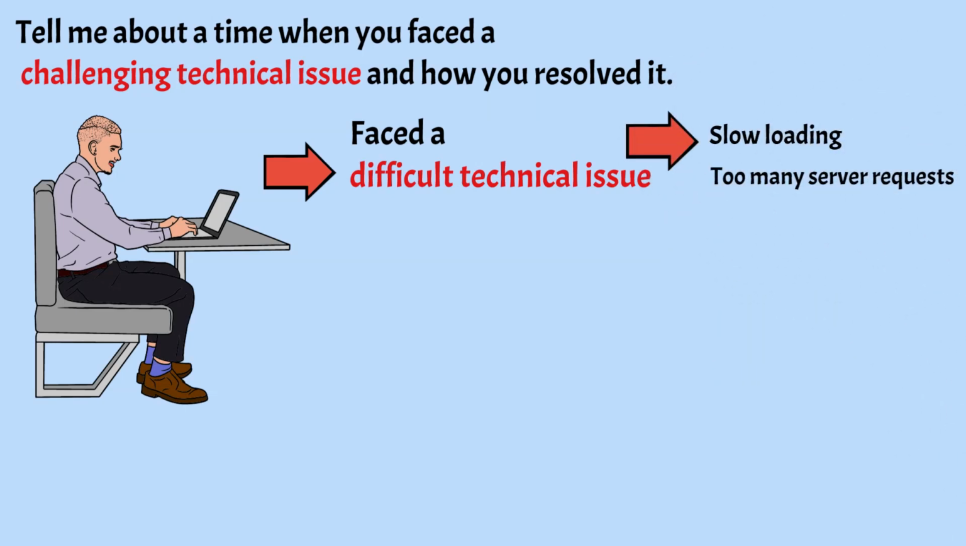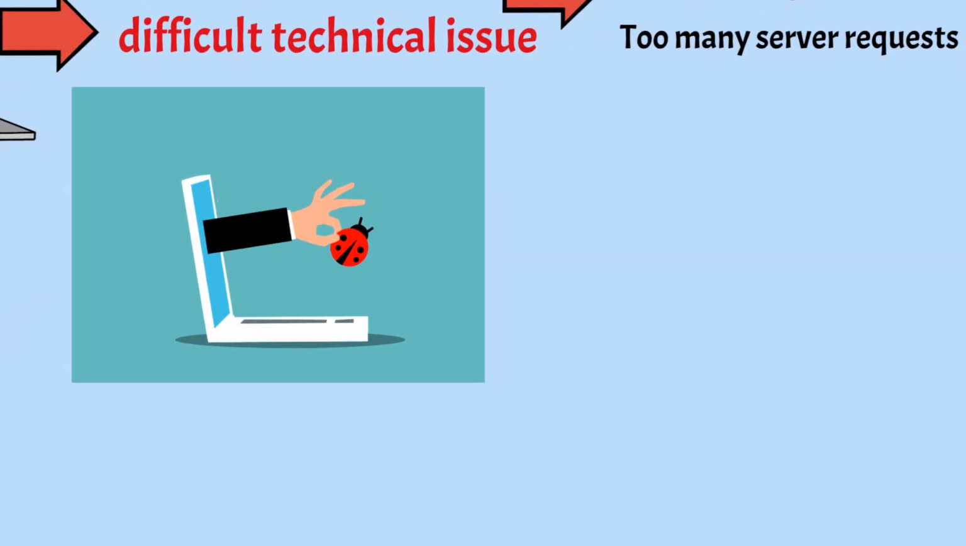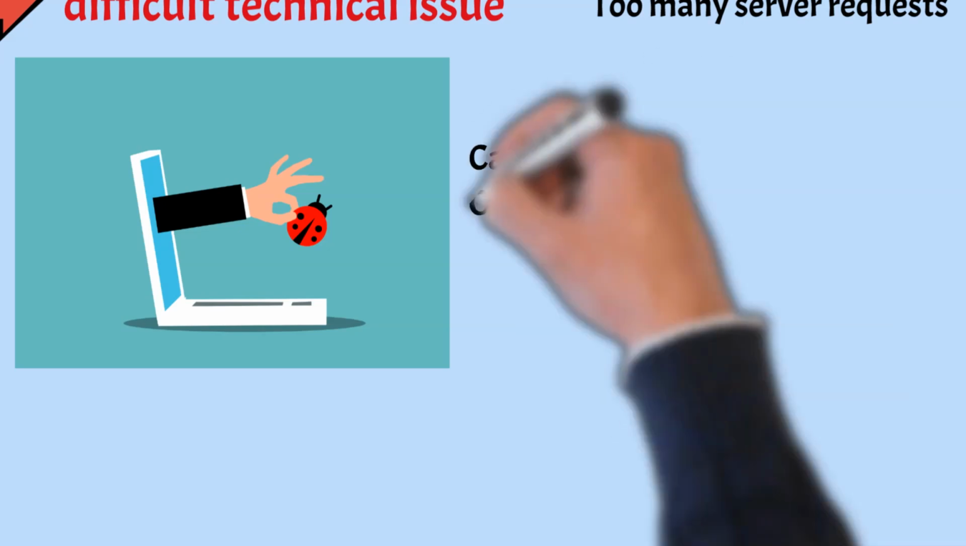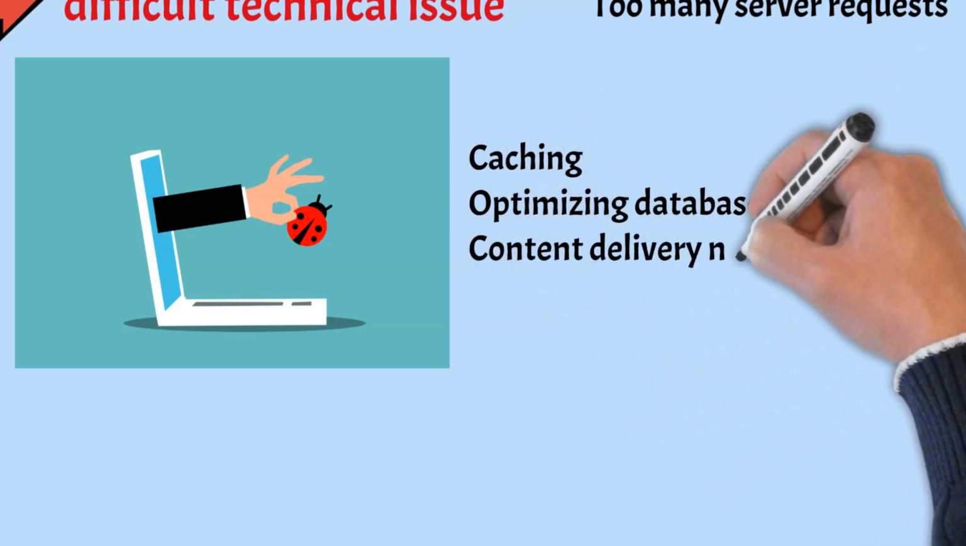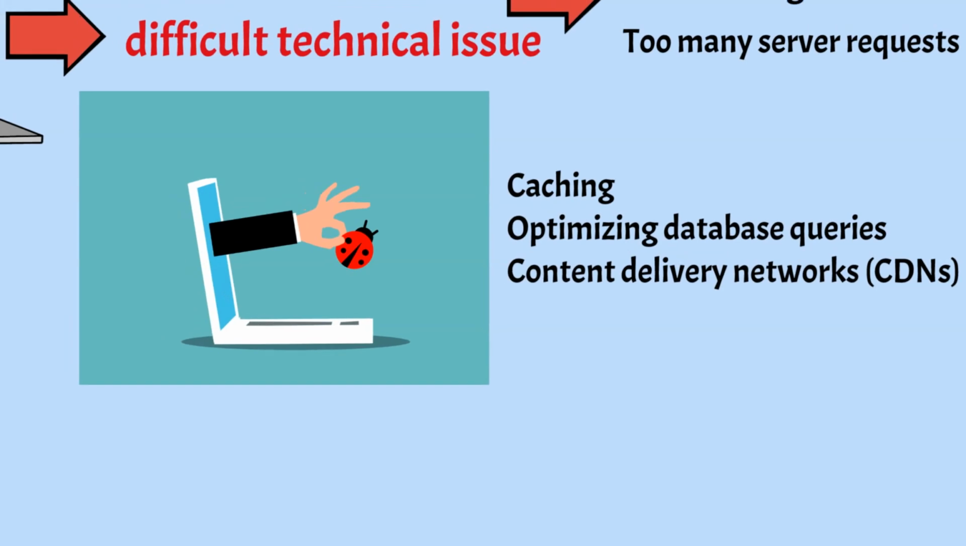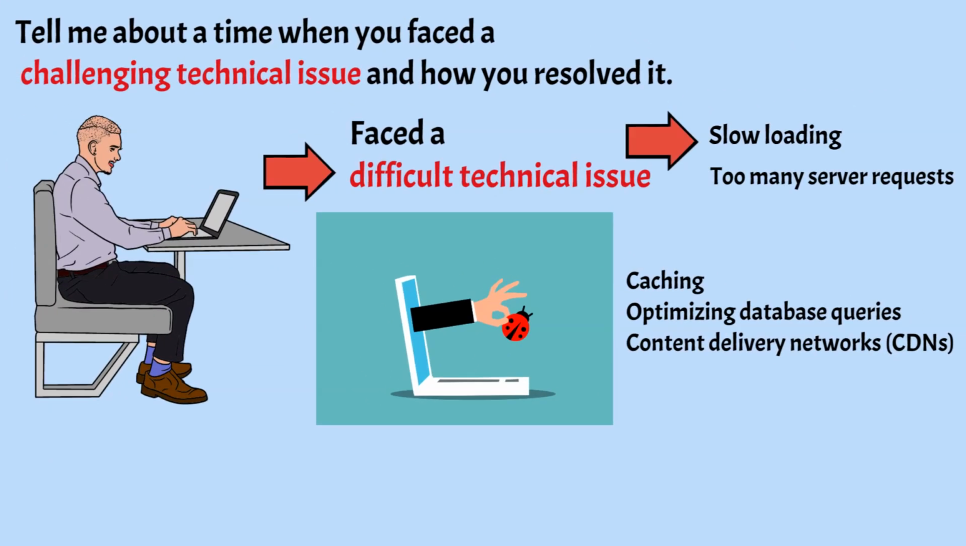To resolve this problem, I analyzed the application structure and found ways to make it better. We improved the performance a lot by using caching, optimizing database queries, and using content delivery networks. This taught me how important it is to troubleshoot systematically and use the right tools to solve complex technical problems effectively.